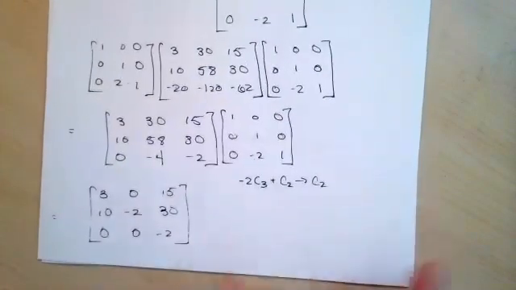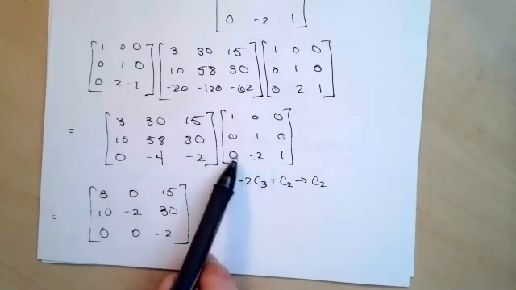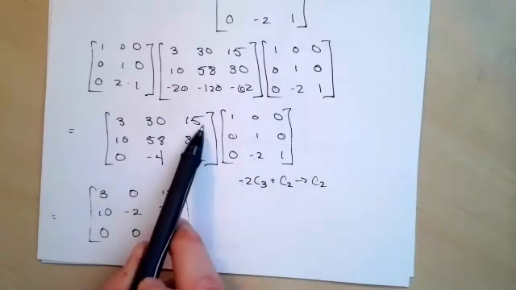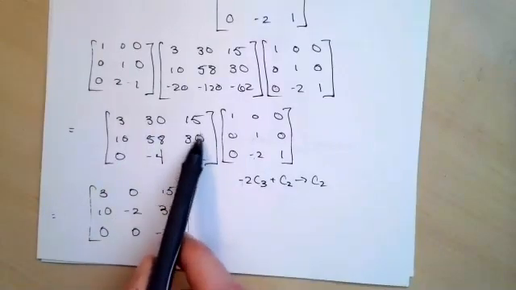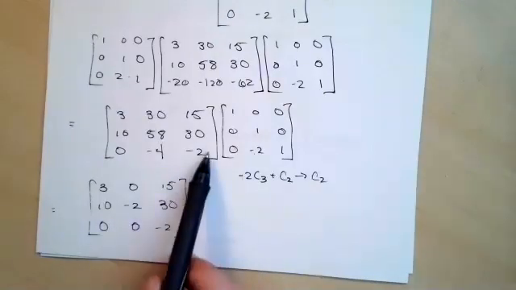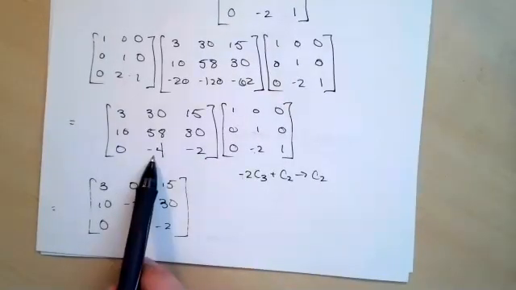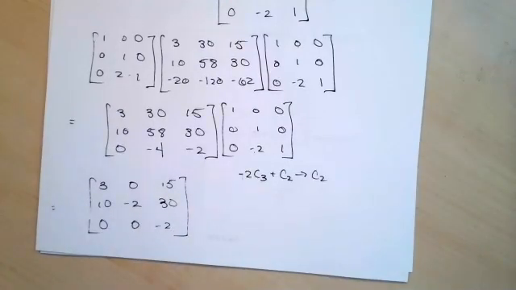So everyone see that? Let's take a look again. If I take this column and multiply it by negative 2, and then add it to this column, it'll be negative 30 plus 30 gives us a 0. Negative 60 plus 58 gives us negative 2. And then positive 4 plus negative 4 gives us that 0. Other columns, not changed.